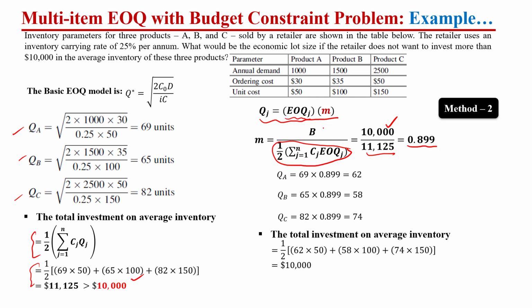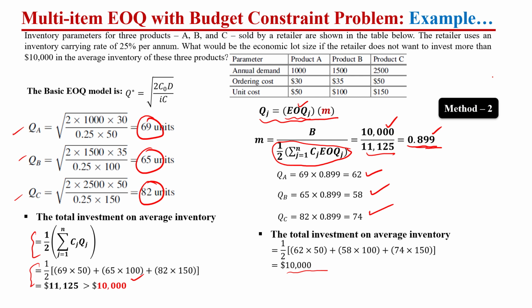So what we are going to do is multiply this M with every product's EOQ. So 69 multiplied by this M, we will get 62. 65 multiplied by M, we will get 58. 82 multiplied by this M, we will get 74. Okay, and based on that, again we are getting the 10,000.